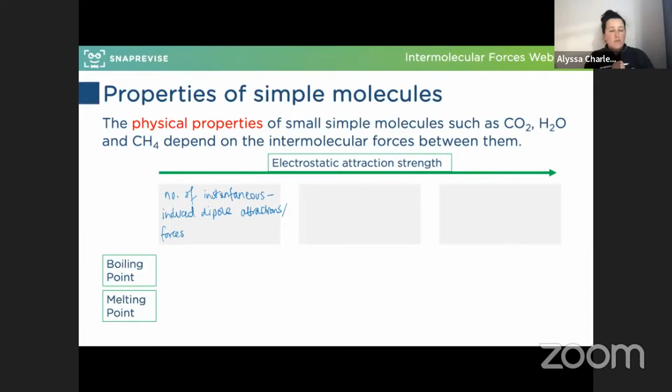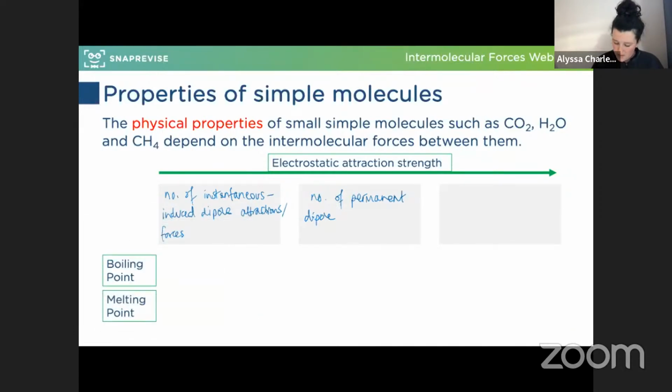So in another web class, we talk about our halogen molecules. As they get bigger, you have more electrons. That means you can have a bigger dipole, a bigger difference in charge within a molecule, and therefore you can get a greater attraction to a neighboring molecule. So our number of instantaneous dipole forces and the size of them. We can also look at the number of permanent to permanent dipole forces.